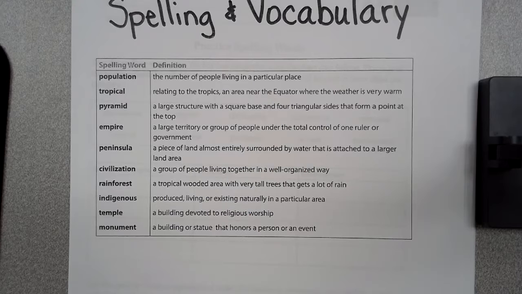Civilization is a group of people living together in a well-organized way. Rainforest, a tropical wooded area with very tall trees that gets lots of rain. Indigenous, produced, living, or existing naturally in a particular area. Temple is a building devoted to religious worship. And monument, a building or statue that honors a person or an event.